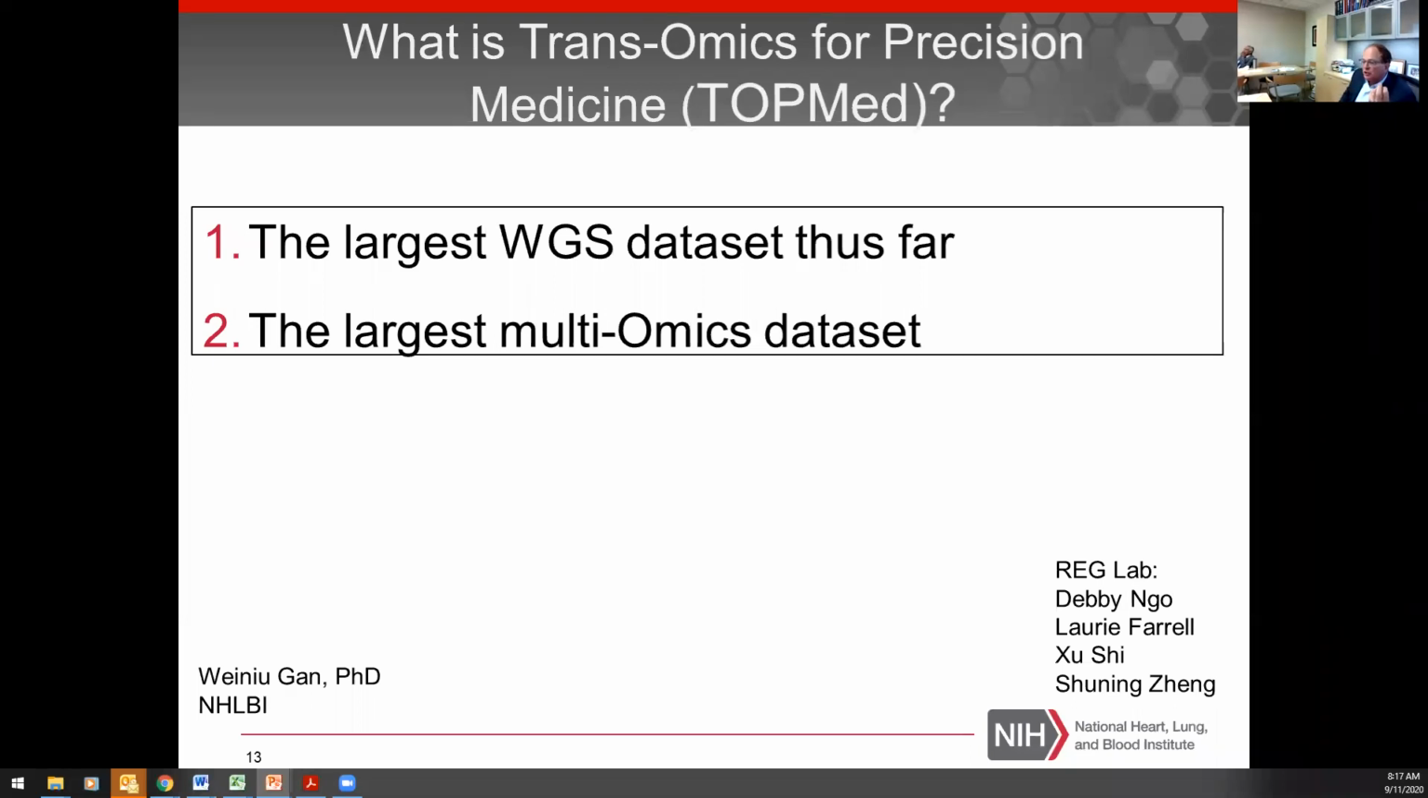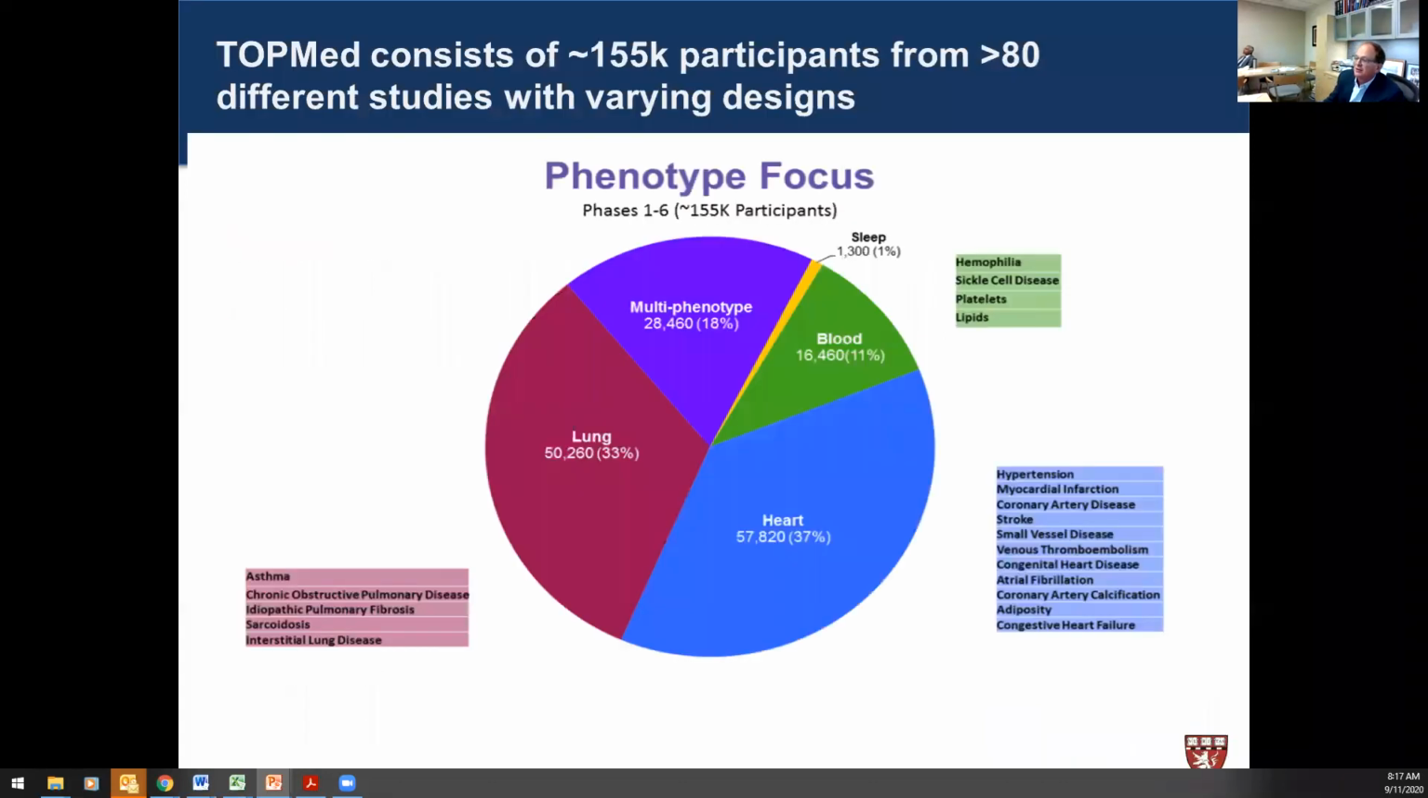So this is the largest whole genome sequencing data set in the world, okay? And it's the largest multi-omics data set in the world as well. So what is it comprised of? Well, it consists now of about 155,000 participants from about 80 different studies of varying designs, okay? And this slide highlights that it really is an equal opportunity event for anyone interested in cardiac, metabolic, pulmonary, and multi-phenomic diseases and blood diseases, okay?